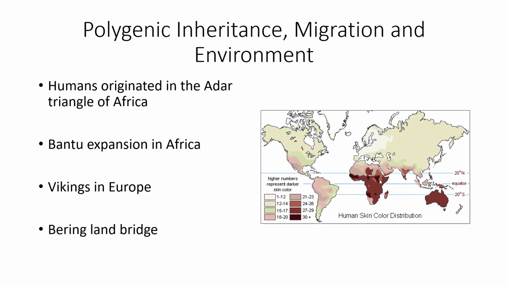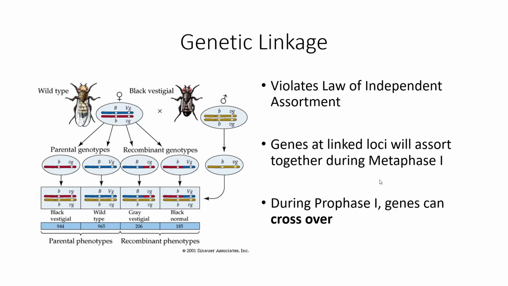And this is useful when we're looking at polygenic inheritance and how the environment has factored in on this. You can see that individuals in South Africa do not have as dark of skin as those individuals in Africa. And one of the reasons for this is they lost certain alleles as they migrated.